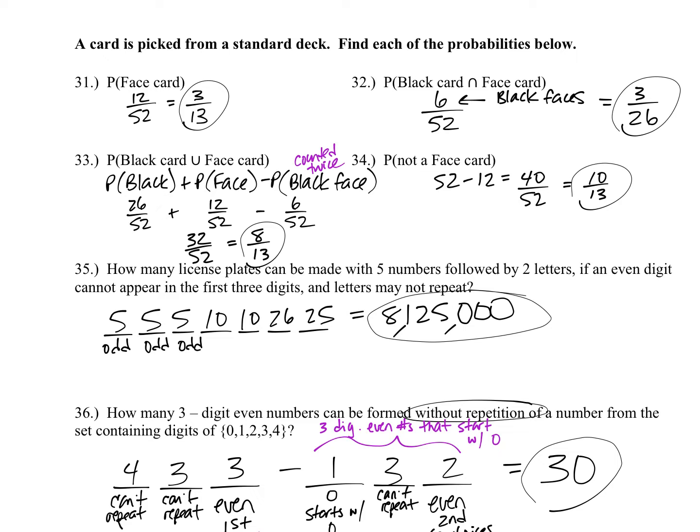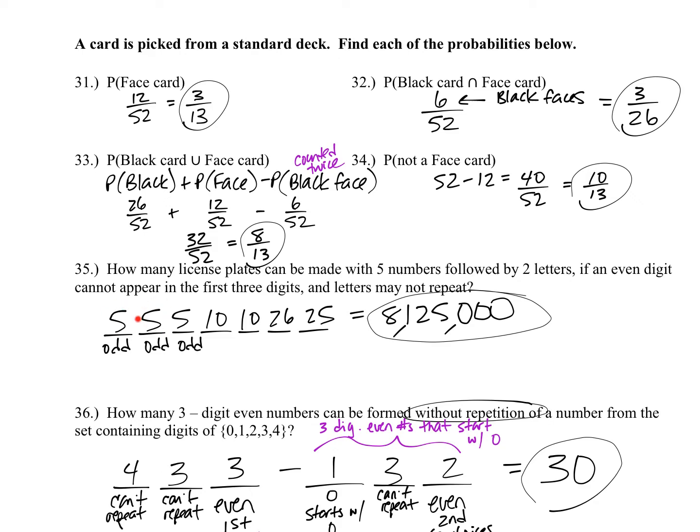35, how many license plates can be made with 5 numbers followed by 2 letters? Has to be, or an even digit cannot appear in the first 3. So notice I wrote odd, odd, odd, because those all have to be odd. And the letters may not repeat, but I'm going to assume that means that the numbers can repeat. So all 5 numbers are odd, so 0 through 9. Odd numbers, there's 5 of them.